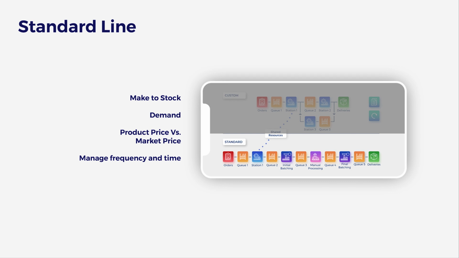Now, the standard line is different from the custom line. The standard line makes to stock. So we as managers must decide how much to release onto the production floor on a per time basis as we make to stock and serve our customers from stock, unlike the custom line, which is made to order. We're small enough not to be able to influence the market price, which is pretty much exogenous. And we are able to monitor the market price. And of course, customers here only use price as the metric to decide whether to purchase from us or not.